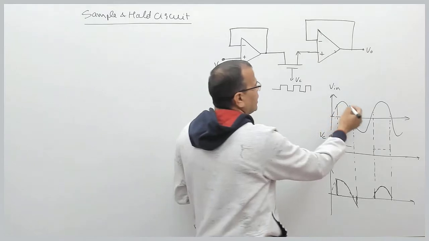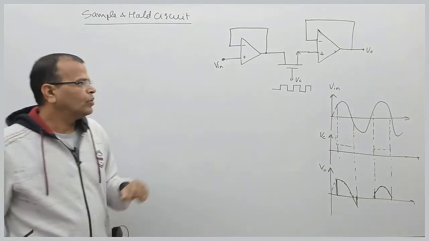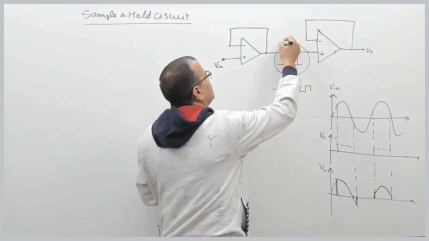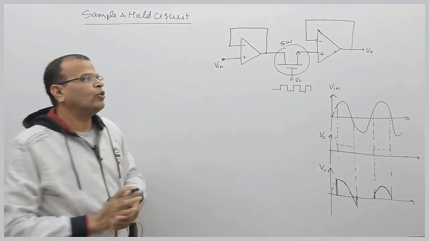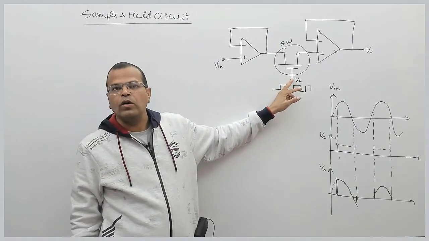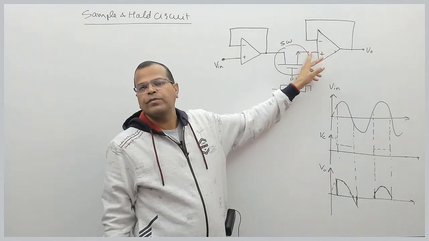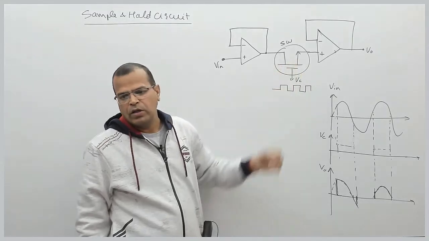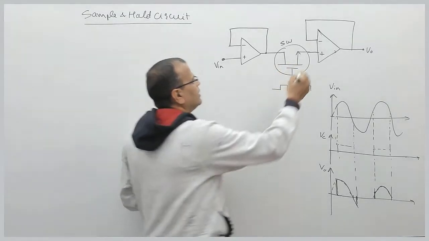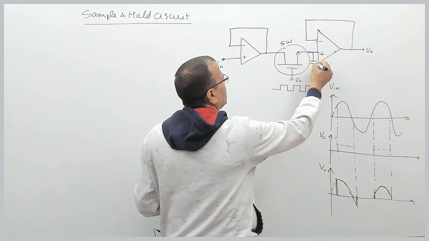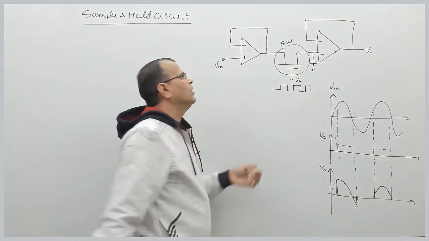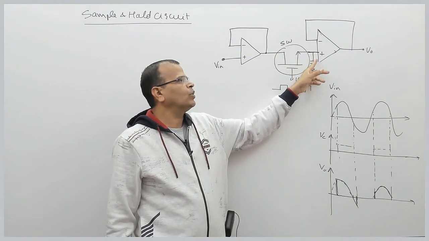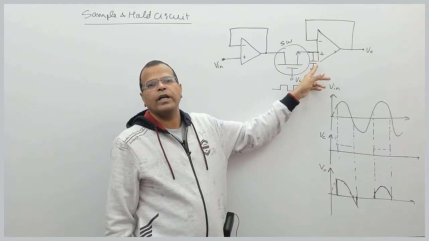The input is a sinusoidal signal. So we have a switch, a MOSFET based switch. This is a high frequency switch. When this switch is turned on, this voltage will reach here. When this switch is turned off, this voltage will be isolated, or cut off, and there is a capacitor here to hold the last sampled value of this signal. So when this is on, this signal reaches here and the capacitor stores the value, right?